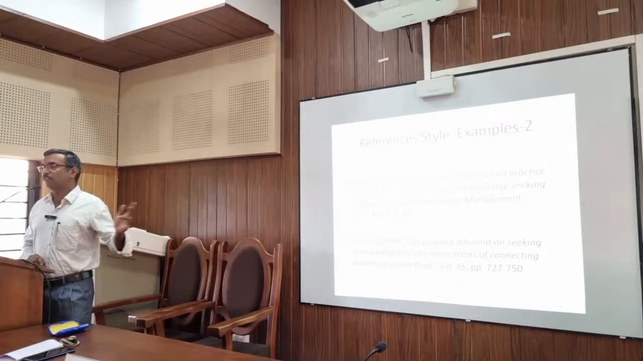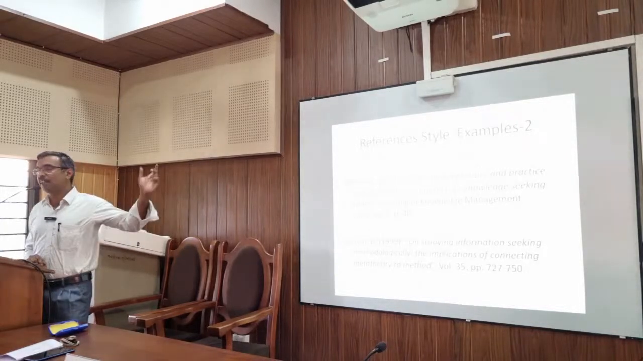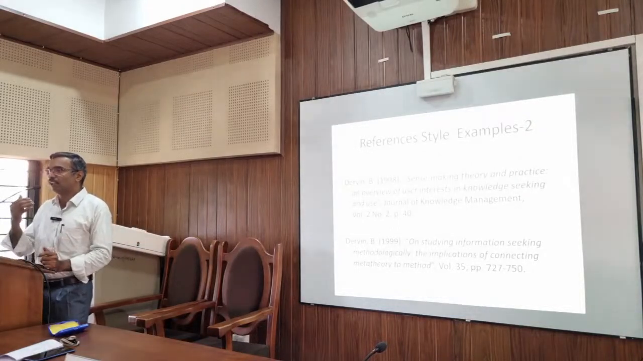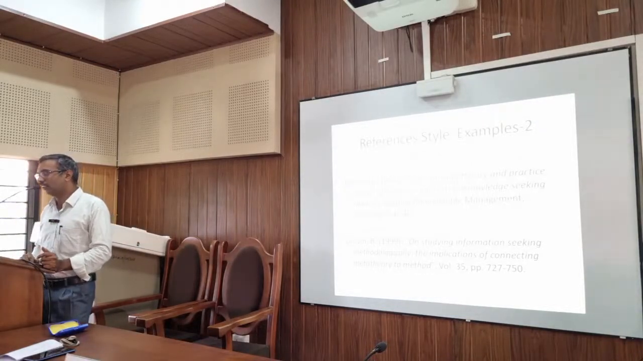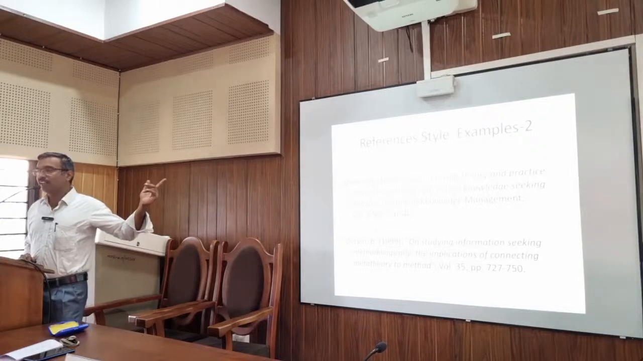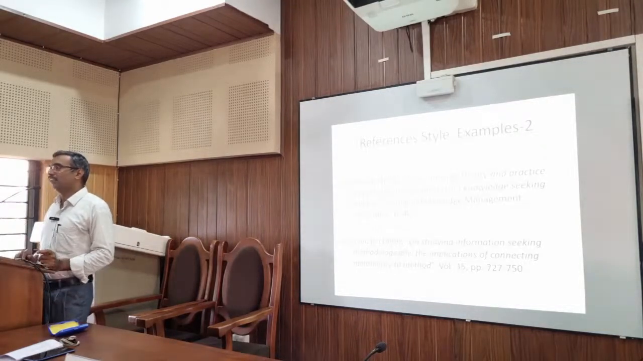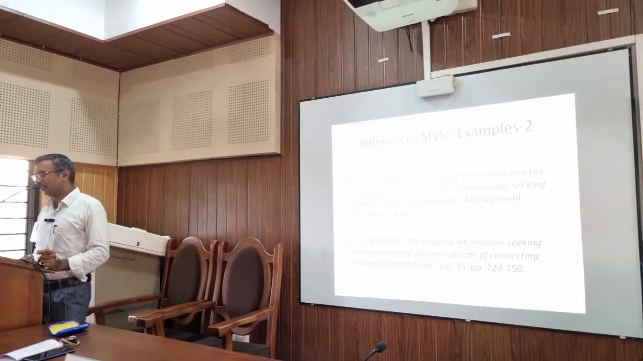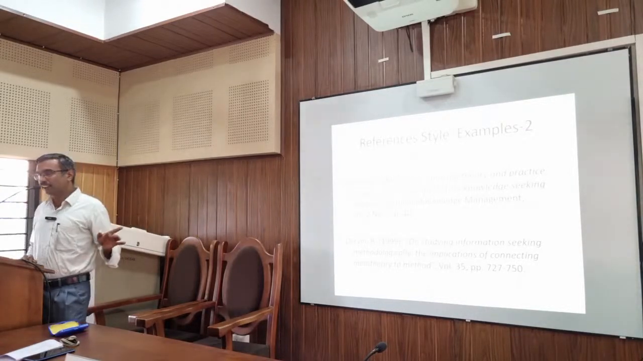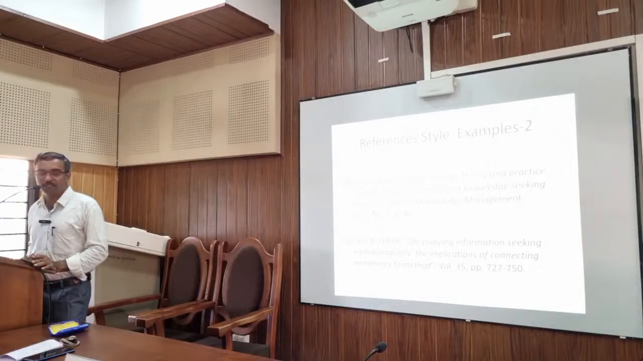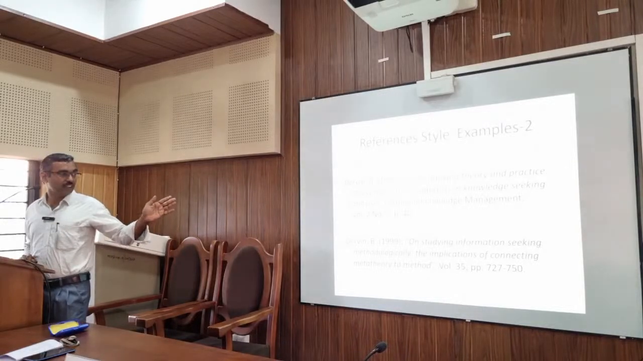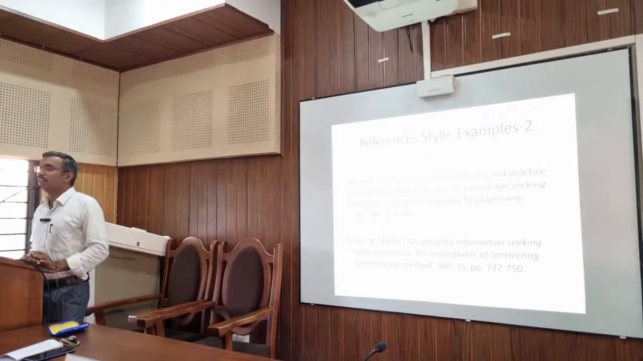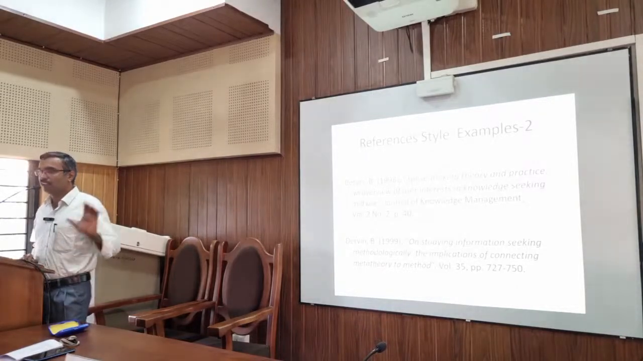This is another method of referencing. This is alphabetical order in a hanging indentation. The first author name is in a hanging indentation. Here, the title is given in inverted commas, in italics format. Then the journal name is given, Journal of Knowledge Management, volume number, issue number, page number. So it's another example of a reference.